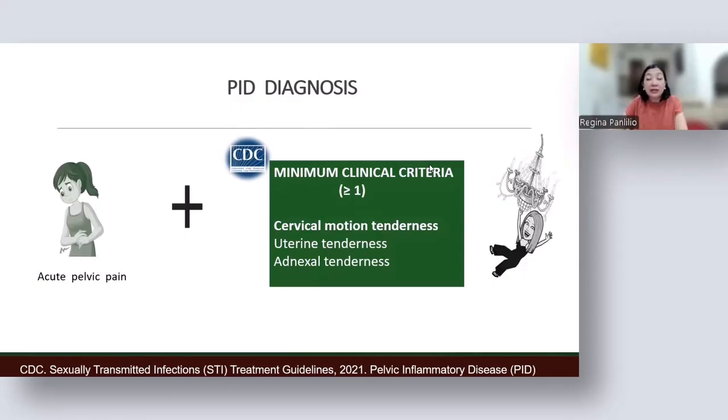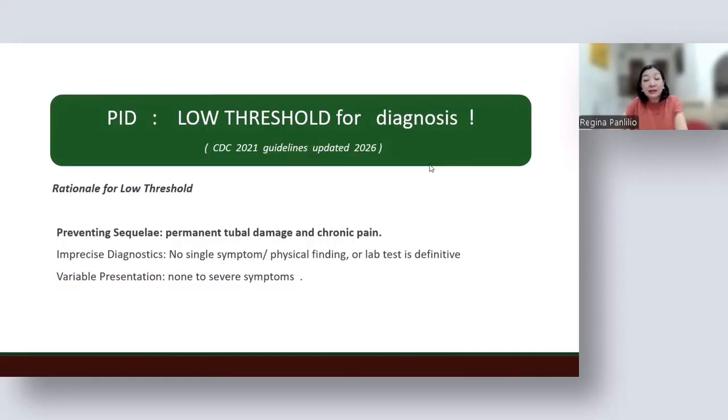Acute PID is difficult to diagnose because women with PID may be asymptomatic or just have subtle or non-specific symptoms. But in the presence of acute pelvic pain plus one or more of the following, considered the minimum clinical criteria by CDC: cervical motion tenderness, uterine tenderness, adnexal tenderness, colloquially known as Chandelier sign, a presumptive diagnosis of PID should be made and the patient should be treated accordingly. And this low threshold is very important to prevent permanent tubal damage that can cause infertility. Remember, these are very young patients, and also to prevent chronic pelvic pain.